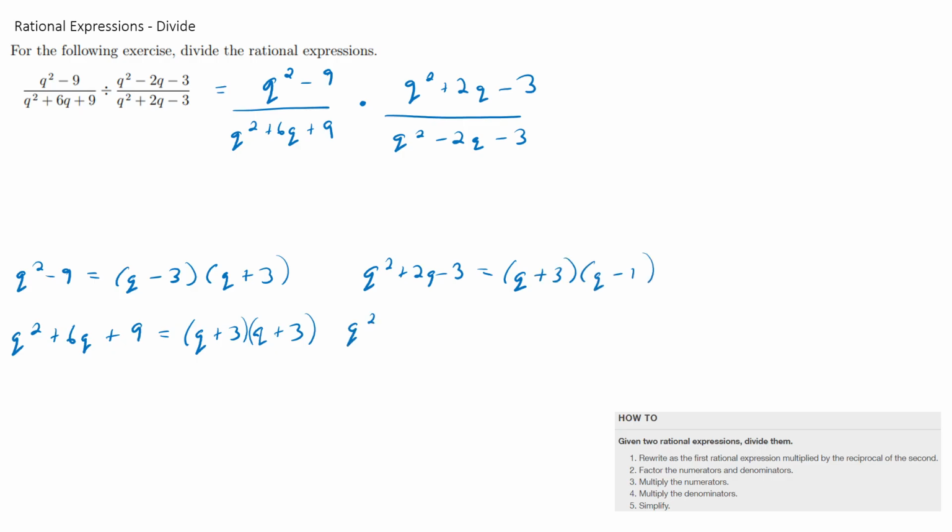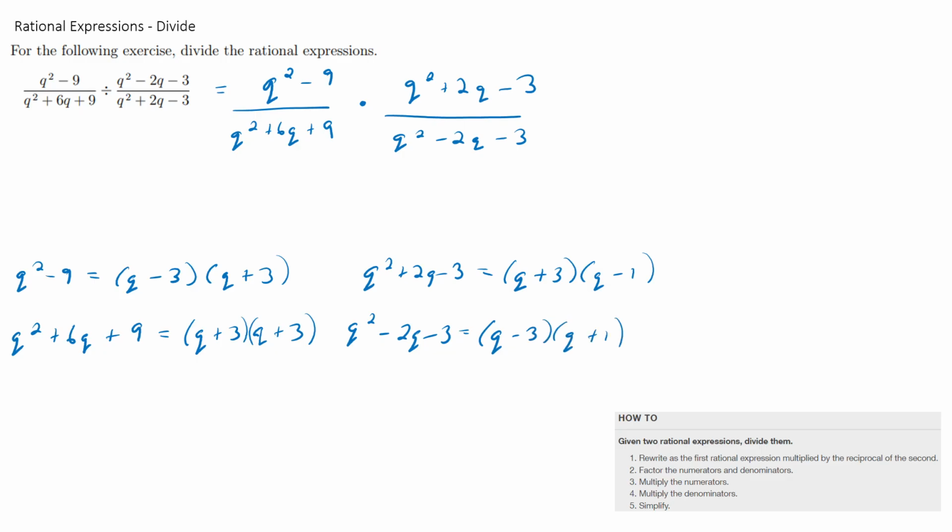And then my last one here, q squared minus 2q minus 3. So again, a is equal to 1, so we can factor that easy way, right? So I just need two things that multiply to negative 3 and now add to a negative 2. So that's going to be q minus 3 and q plus 1.